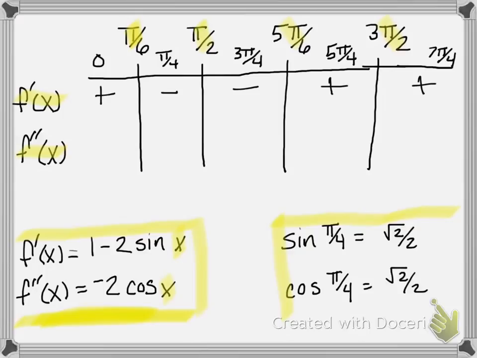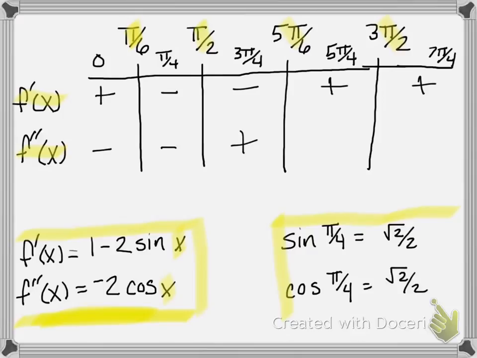Okay, so now just go through and plug everything in for the x on the f double prime. So at 0, cosine is going to be 1. So we're going to have negative 2 times 1. So it's going to be negative pi over 4. The 2 is going to cancel. We're still going to have a negative. 3 pi over 4, we're going to be in quadrant 2. Cosine's negative. We're going to have a negative times a negative, so we're going to have positive.